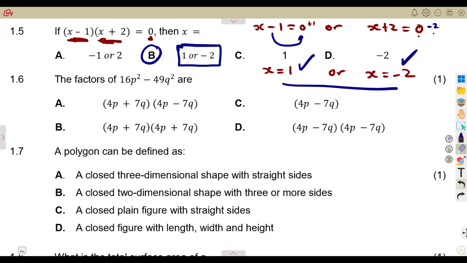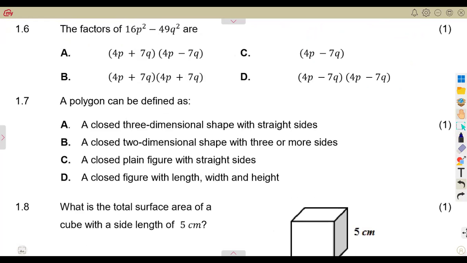All right, let's move on to another one. 1.6, the factors of this. This is a difference of two squares, guys. 16 is a perfect square. P squared, 49, it's a square. So the square root, remember the difference of two squares, a squared minus b squared is equal to what? One of the brackets is supposed to add, another one is supposed to subtract, or one subtract, another one add.